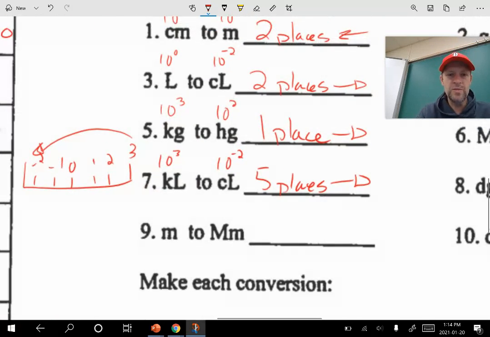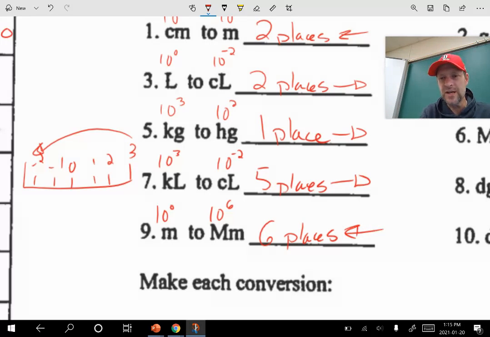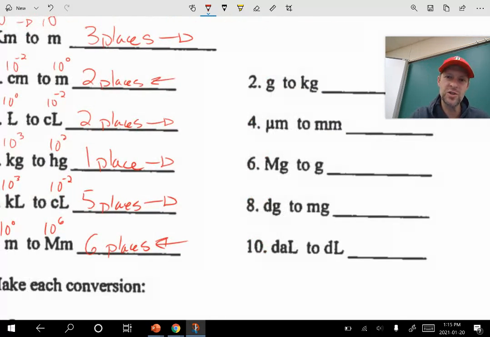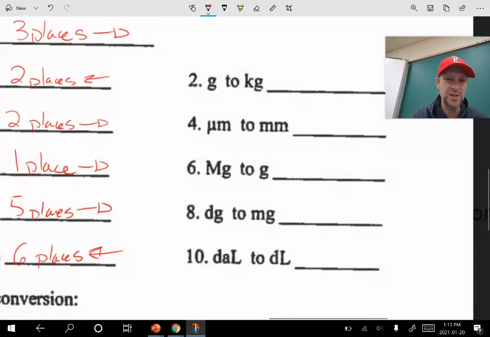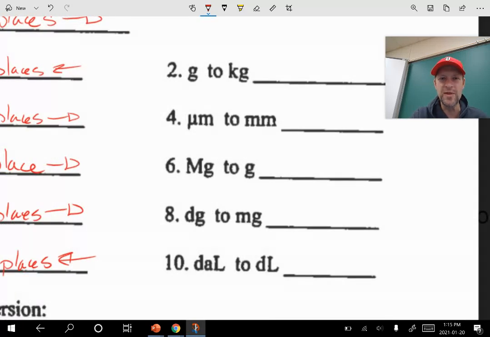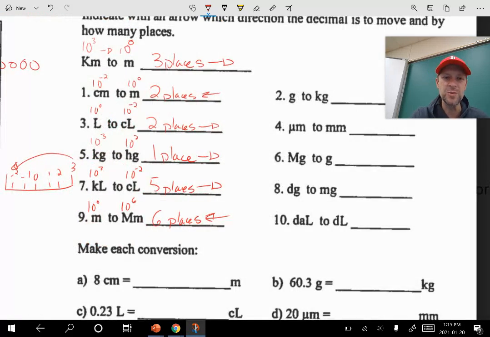Number 9, we're going no prefix, I should say, 10 to the power of 0 to megameters. That's 10 to the power of 6. Capital M is mega. So the difference is 6, so we're going to say 6 places. And in this case, we're going up the list, so that means the decimal is going to move to the left. Now, there are some more here, and if there are those of you that need more practice figuring out how many decimal places things move, then I can help you with that. But I wasn't planning on taking those ones up unless we need it.